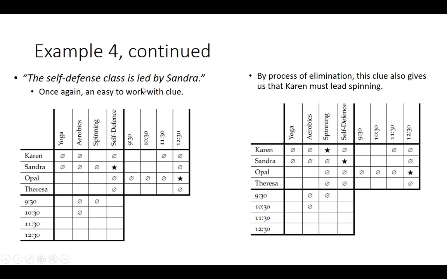The self-defense class is led by Sandra. Okay, once again, this is an easy clue to work with. If the self-defense class is led by Sandra, we'll mark that a yes for Sandra in self-defense. Sandra can't teach anything else. Self-defense can't be anyone else. And we have a process of elimination spot. Karen can only be spinning now because she's not anything else. So we mark Karen a yes as spinning. We mark everybody else a no as spinning.